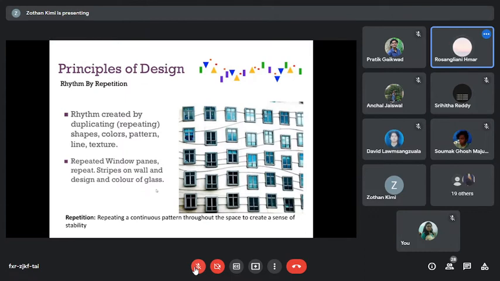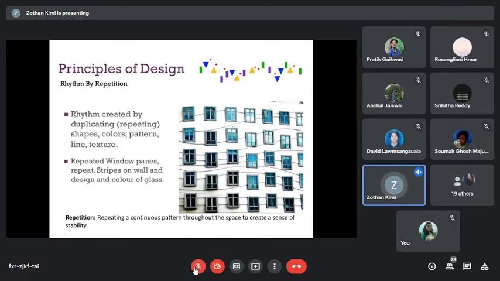Rhythm by repetition. Rhythm created by duplicating, repeating shapes, colors, patterns, lines, texture, repeated window panes, repeated stripes on wall, and design and color of glass.